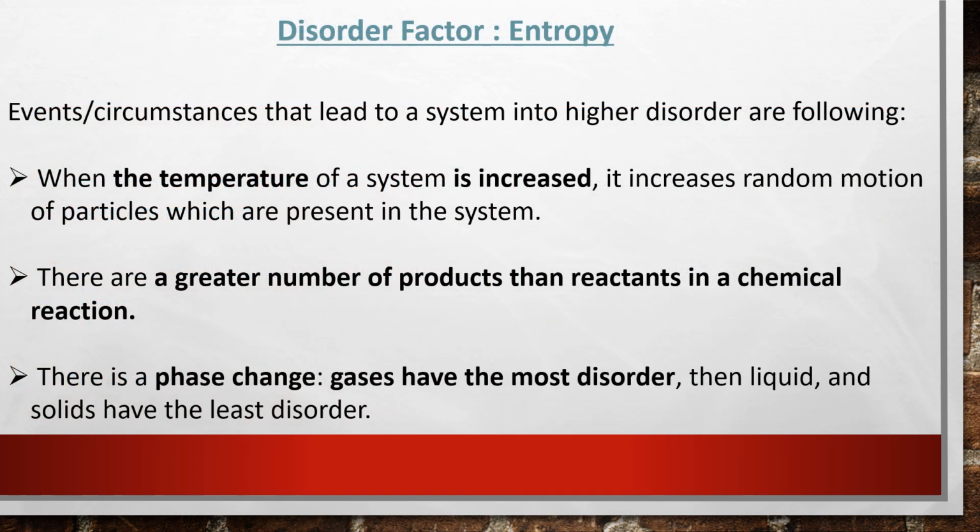What is entropy or disorder factor? Events or circumstances that lead a system into higher disorder are the following. When the temperature of a system is increased, it increases random motion of particles which are present in the system. There are a greater number of products than reactants in a chemical reaction. There is a phase change. Gases have the most disorder, then liquid, and solids have the least disorder.